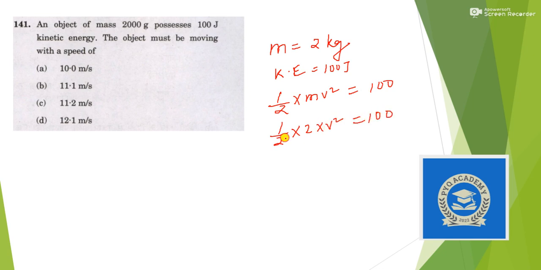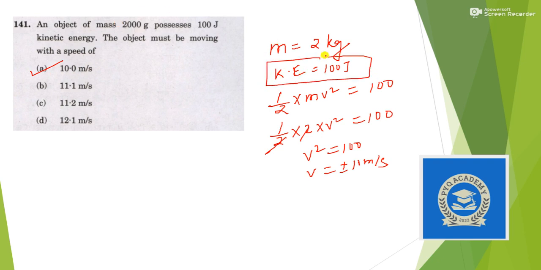So by solving this, we get v square equals to 100 and v equals to plus or minus 10 meter per second. So our answer is no doubt option A. Very simple question. You just need to remember the simple formulas.